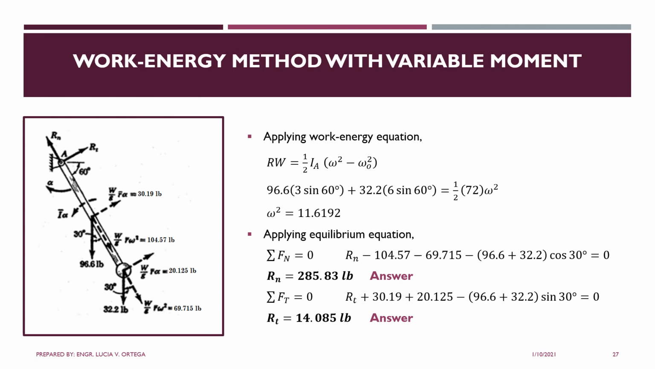For R sub t, you add all these forces. R sub t plus 30.19 plus, sorry, this is 20.125, minus the component of the weight perpendicular to this rod. So 96.6 times sine 30 degrees, and the same with 32.2. We just combine here, so you can determine the reaction: 14.085 pounds.